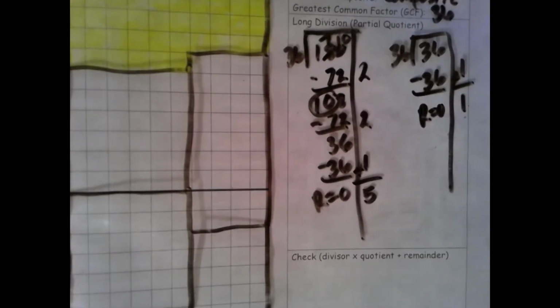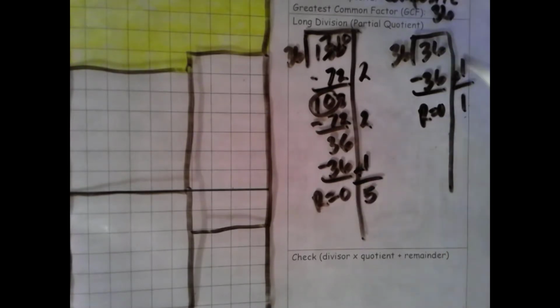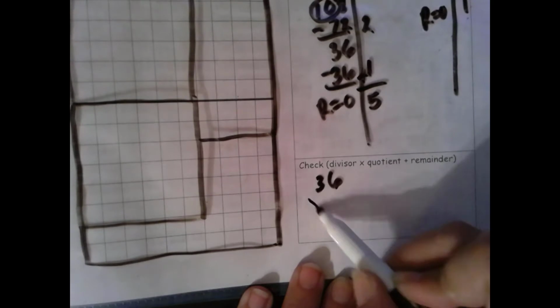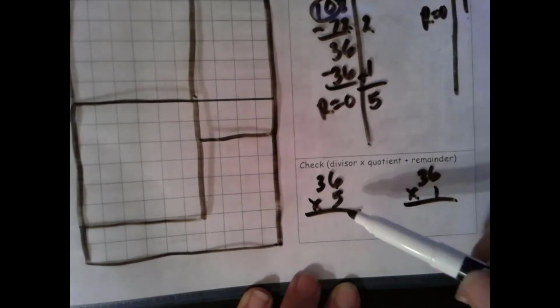And over here, 1 times 36. Numbers the same, 0 is the game. So our quotient is 1. But we need to check divisor times quotient plus remainder. But since our remainder for both is 0 and the identity property of addition says it's going to stay the same, we don't really need to add the 0.